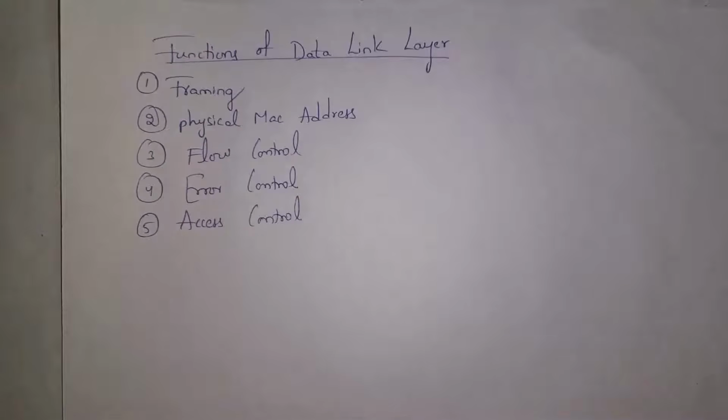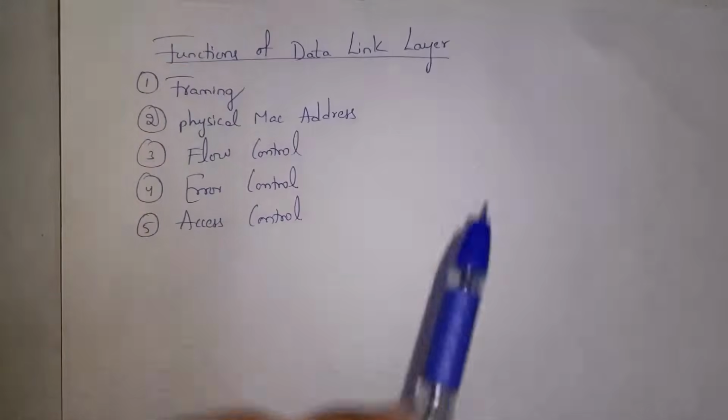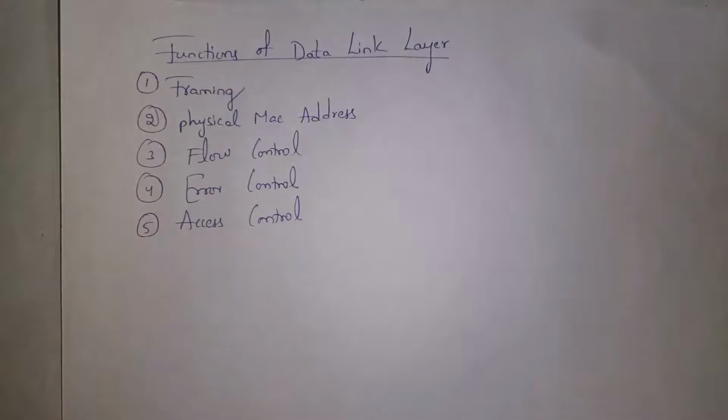These are the 5 main functions of the data link layer. The first one is framing. Instead of sending our data directly, the data link layer will place our data in a frame. A frame is like a parcel. The data link layer will place our data in a frame and then send it. The second function is adding MAC address. Along with our data, the data link layer will add the sender MAC address as well as the receiver MAC address in order to identify devices, so that data will be transferred to the correct computer.